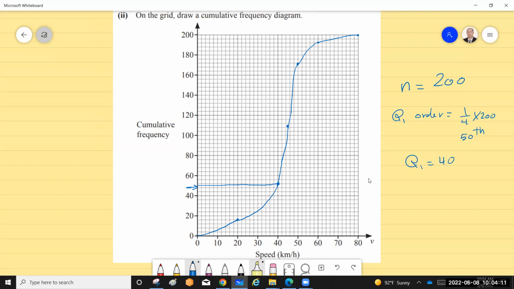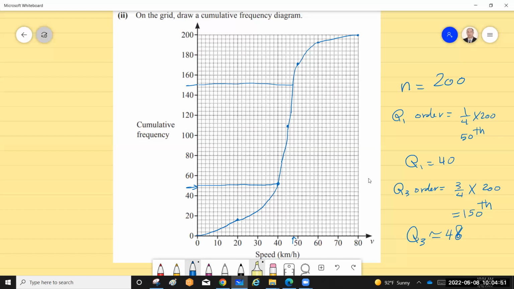I mean the upper quartile. So the upper quartile, Q3, is 3/4 of 200, which gives you the 150th value. The 150th value exists here, between 140 and 160, and this point is almost 1 millimeter before 50. It's about 48. You can say 46, no problem. So Q3 is about 46, or 48.